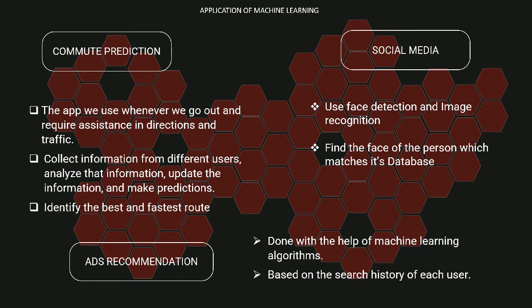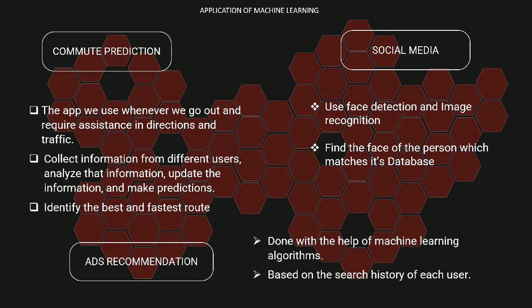One of the most common applications of machine learning is automatic friend tagging suggestion in Facebook or any other social media platform like Instagram and Twitter. Facebook uses face detection and image recognition to automatically find the face of the person which matches its database and suggests that we tag the person based on deepfake.